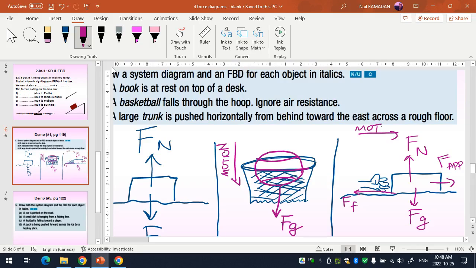I like to put it on top of the diagram. Nice. See, you're putting everything into a visual now. Yes, absolutely.